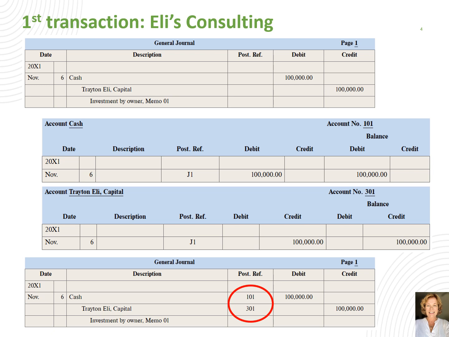Our next step is to post the credit of our journal entry to the Trade and Eli capital account. We follow the same steps. Enter the date, enter the posting reference, and then the credit amount of $100,000, and we'll calculate the balance. Our last step is to enter the posting reference on the general journal, which is the account number of the account that the general journal was posted to.